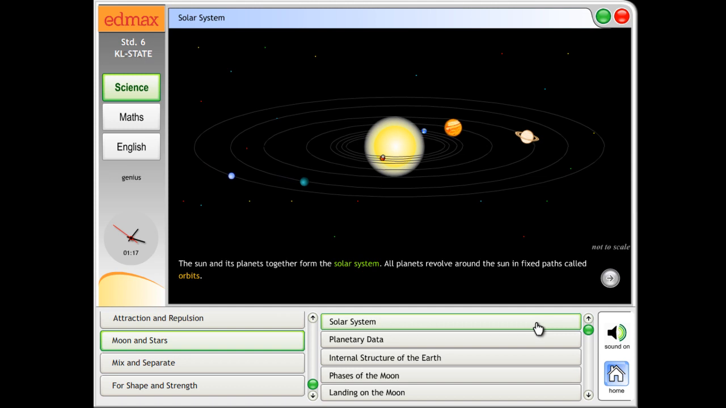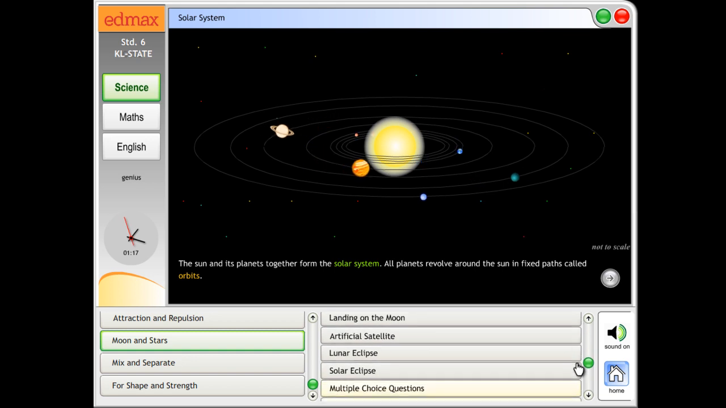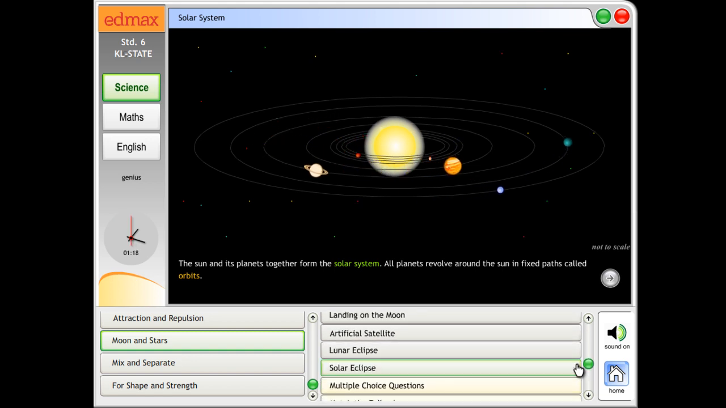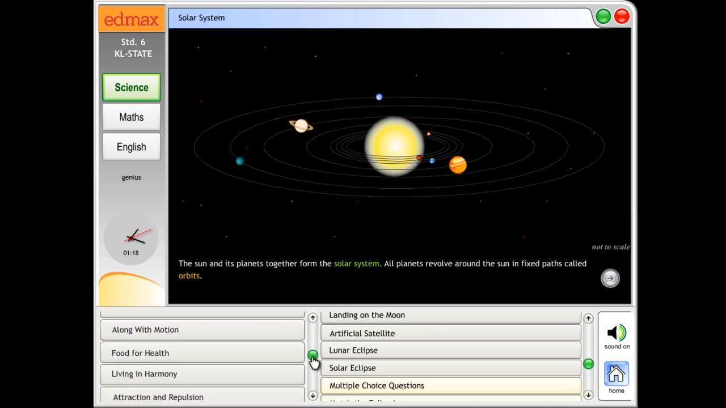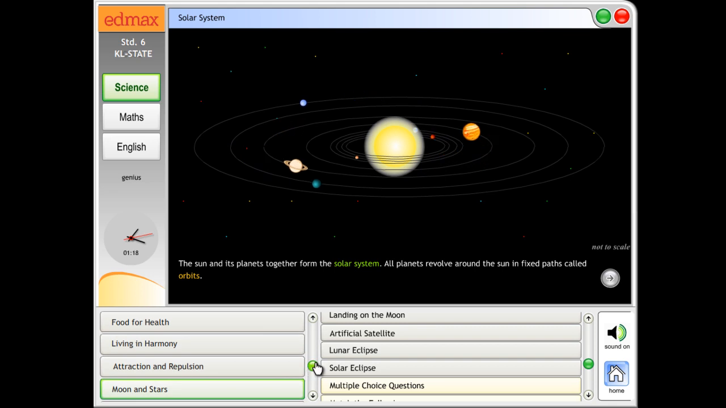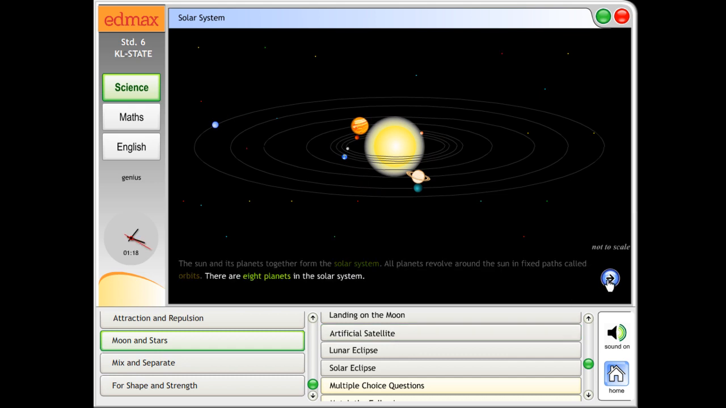Solar System. The Sun and its planets together form the Solar System. All planets revolve around the Sun in fixed paths called orbits. There are 8 planets in the Solar System.